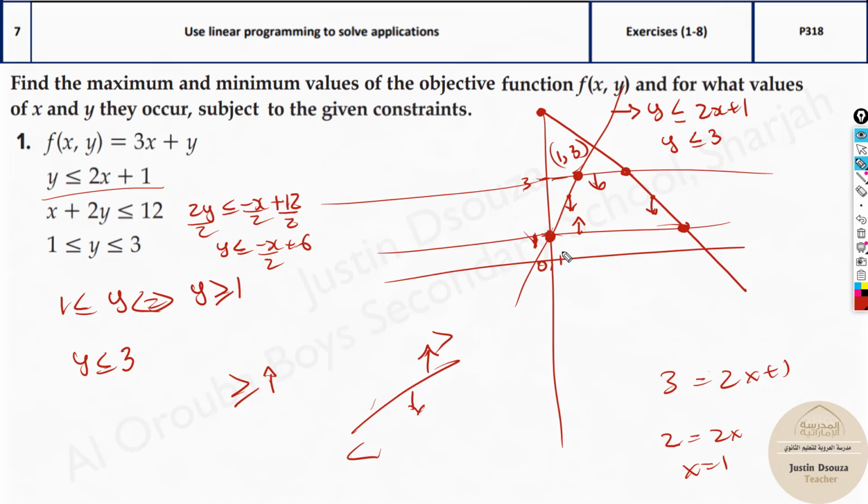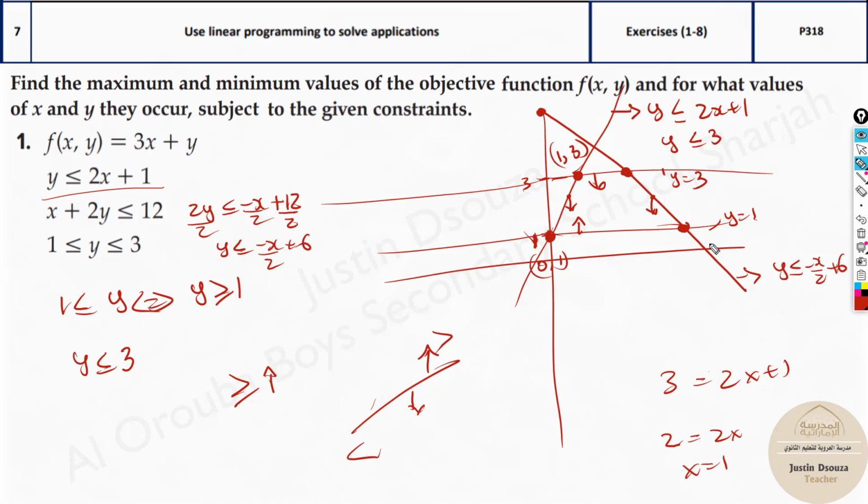This is 0, 1. What about this one? Now we need to see which is this equation. This equation was y less than or equal to minus x by 2 plus 6. Now substitute the y values. Over here the y value was, this is y is equal to 3 and y is equal to 1. So we will have to do both the substitution. Over here it was on the axis. It was easy.